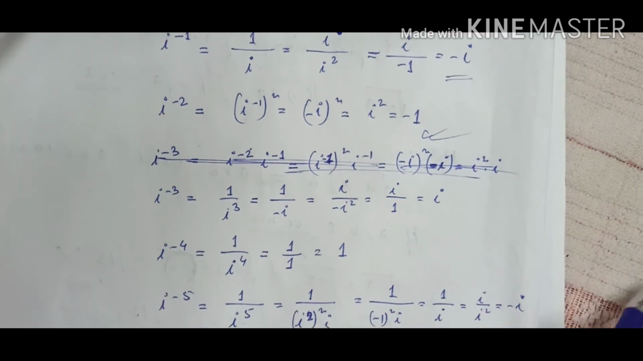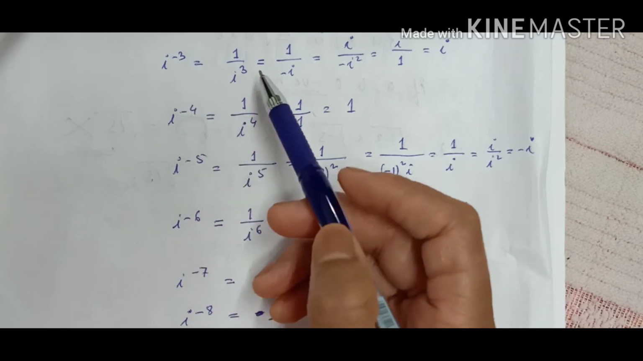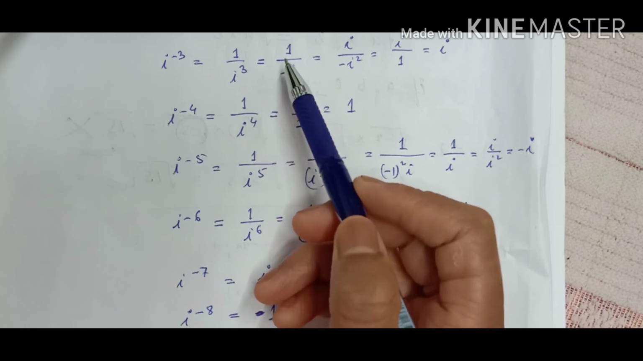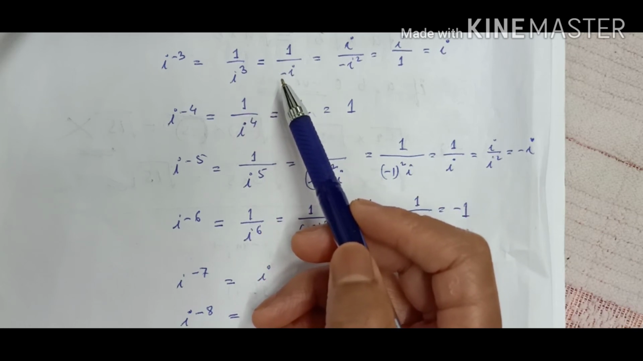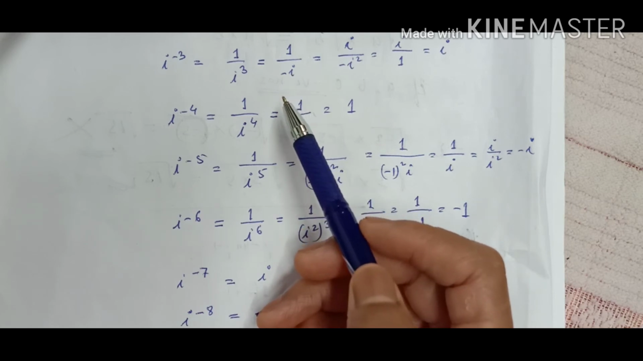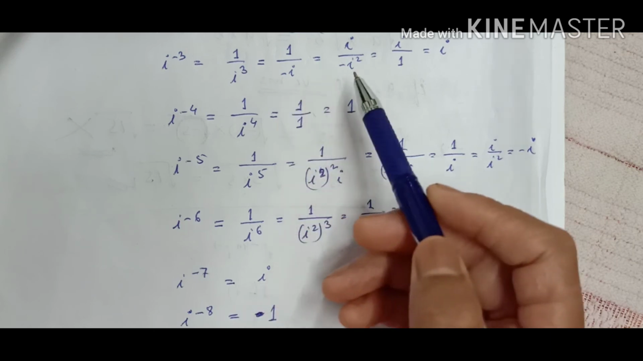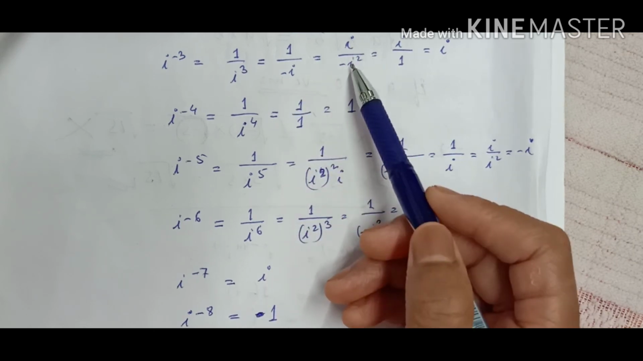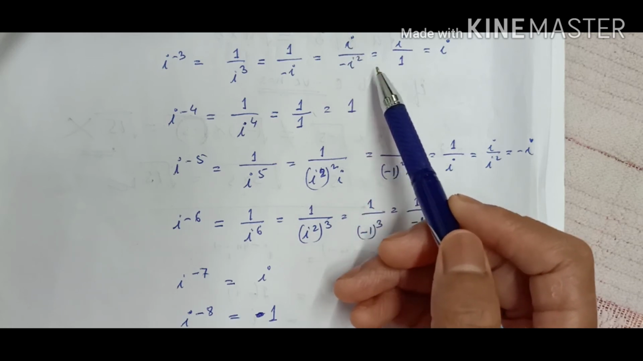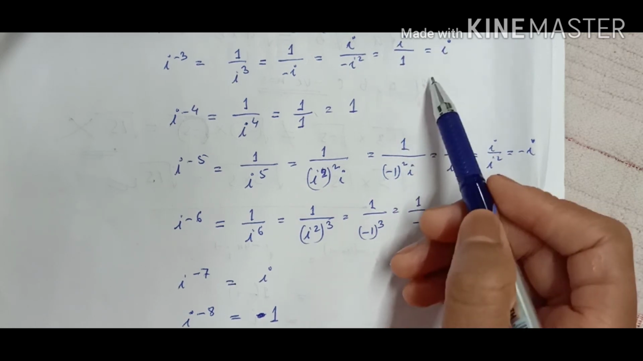Then i to the power minus 3. What can we write? 1 by i to the power 3. Again, the value of i to the power 3 is what? Minus i. So again we have to rationalize, so we are multiplying both numerator and denominator by i. So we are getting this one as plus i, then again plus 1, and then i.